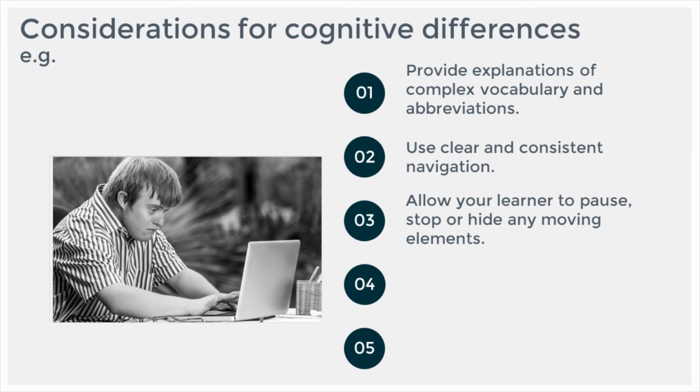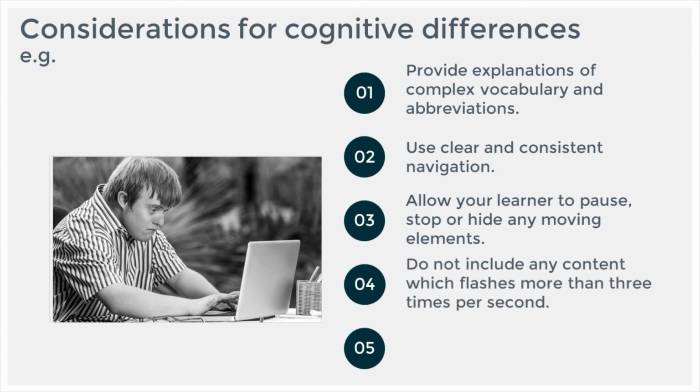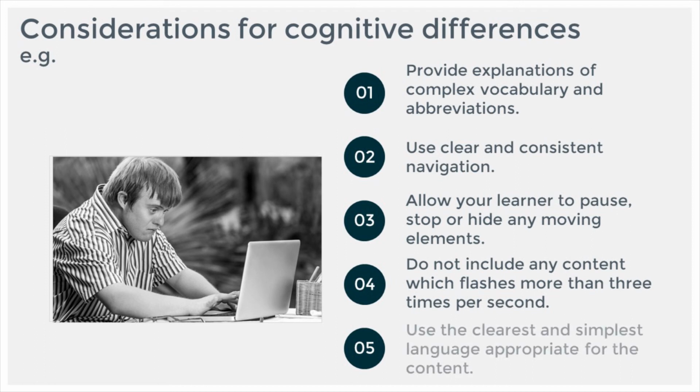The next standard is extremely important as it can lead to seizures. You need to make sure that you do not include any content which flashes more than 3 times per second. And the final recommendation is to use the clearest and simplest language appropriate for the content. This benefits not only learners with cognitive differences, but all of your learners.